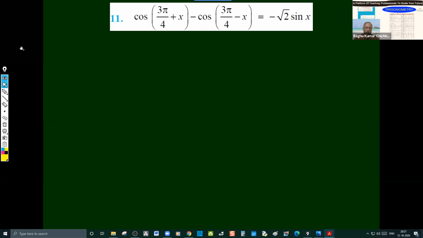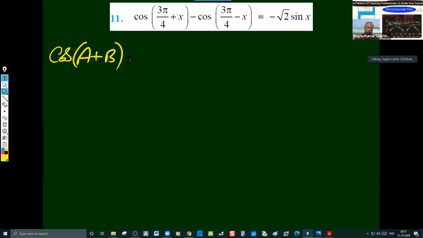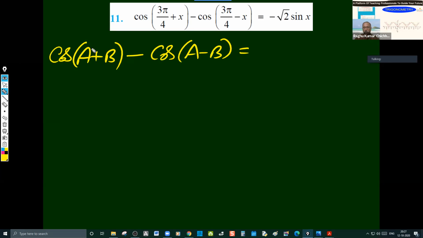This is again, I'll ask the related formula, Bhavita. Just tell me the related formula for this. Cos of A plus B minus cos of A minus B. Bhavita. Are you there, Bhavita? Bhavita? Minus 2 sine.